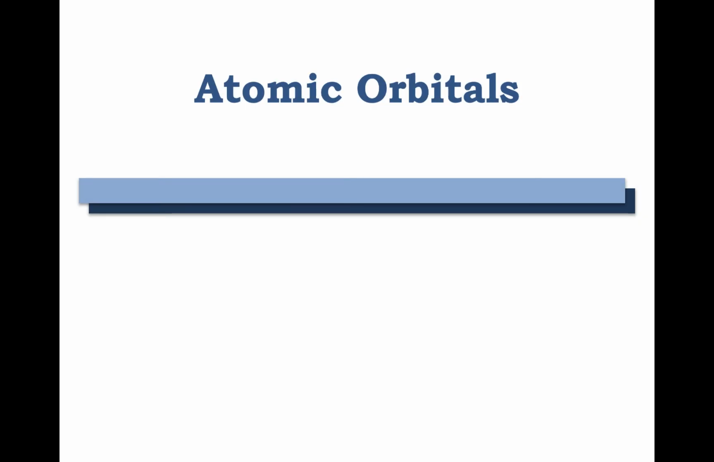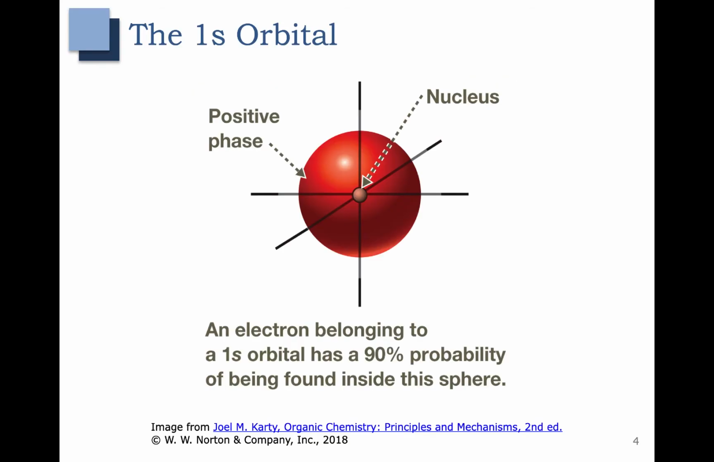In this video, we're going to review the concept of atomic orbitals. First, let's take a look at the 1s orbital. You can see the nucleus in the center here, and the orbital itself is spherical in shape. The orbital refers to the area where the probability of finding the electron is high.